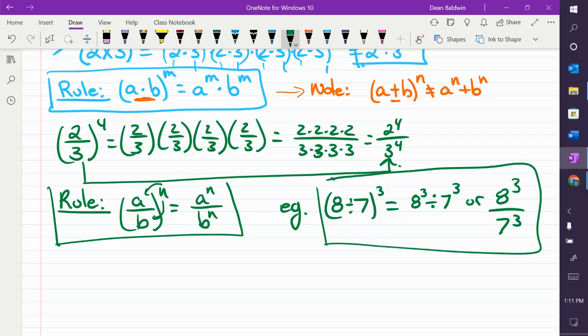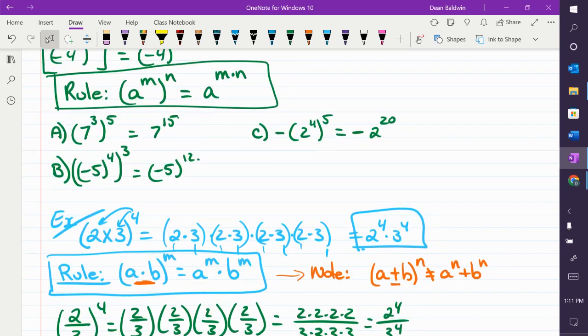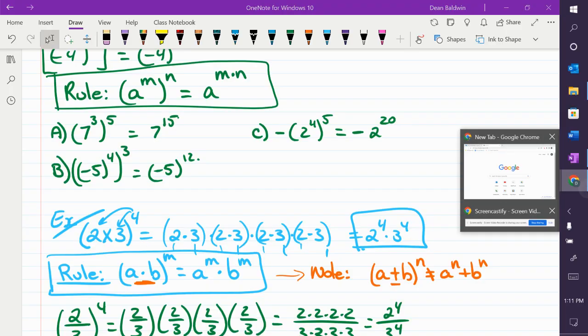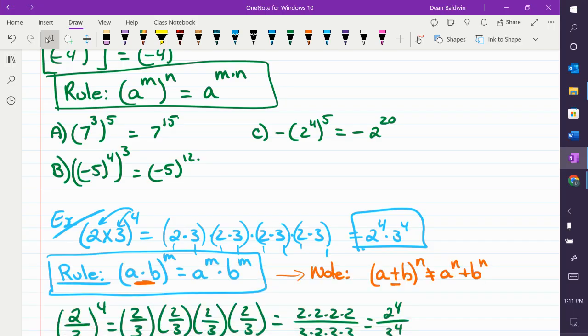If you're multiplying or dividing, whatever exponent's out here goes to everything. That does not apply when it's addition or subtraction. And if you have a number with an exponent raised to another exponent, you multiply those exponents. I will write all these rules up on the board for a test. You don't have to, I mean, you should know them.